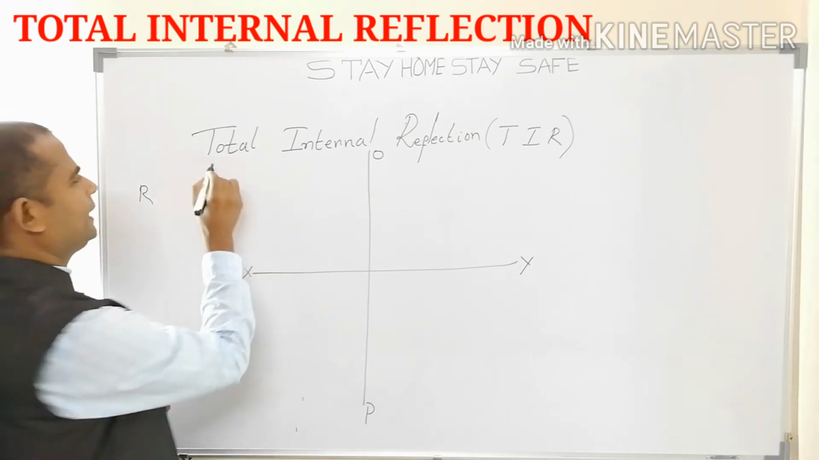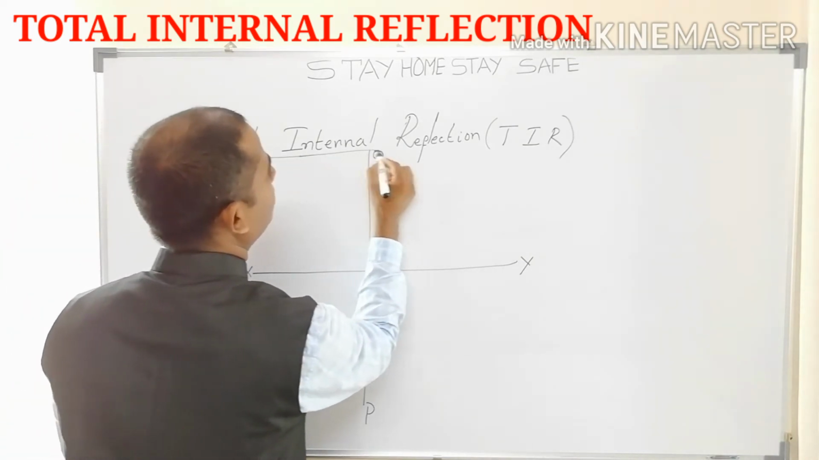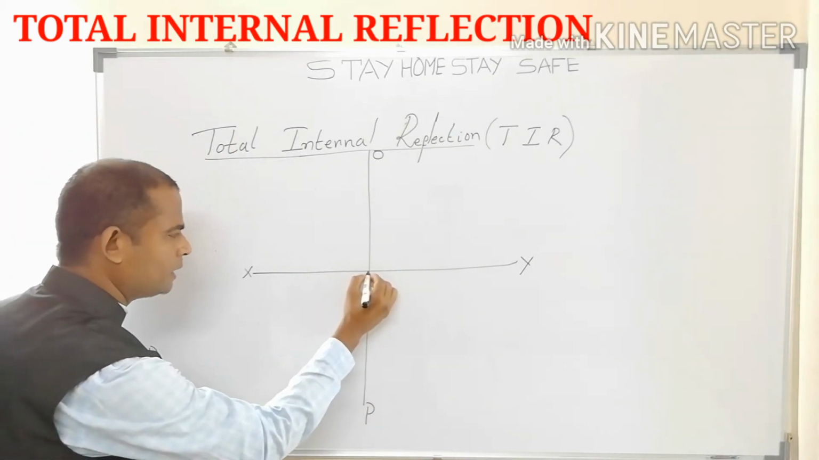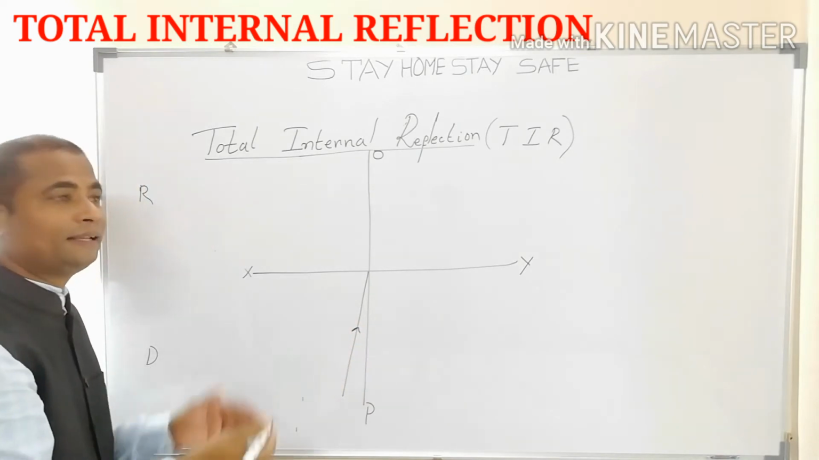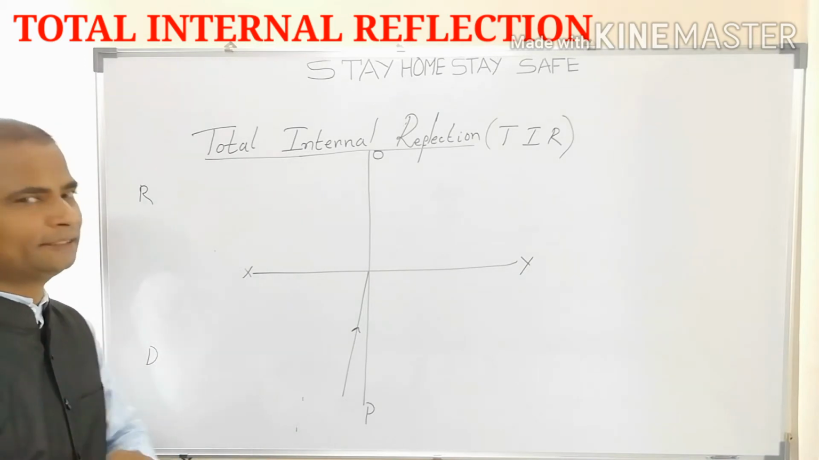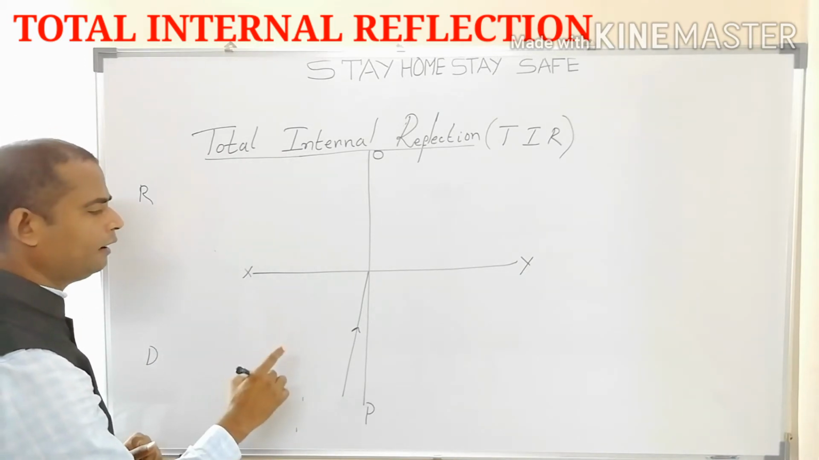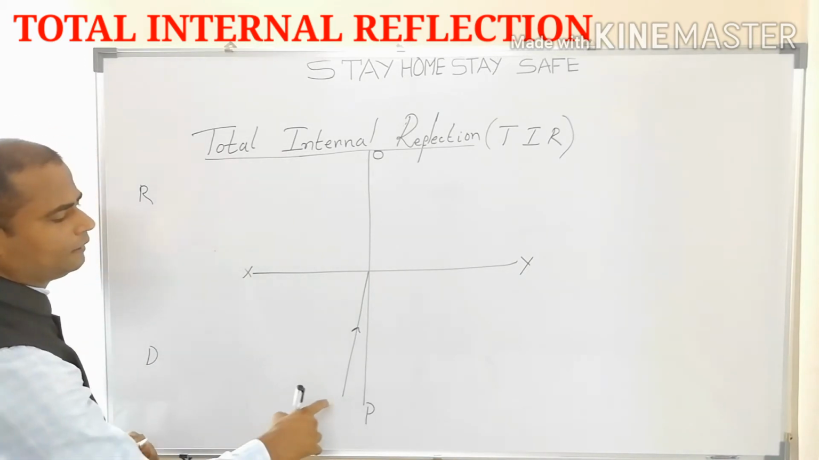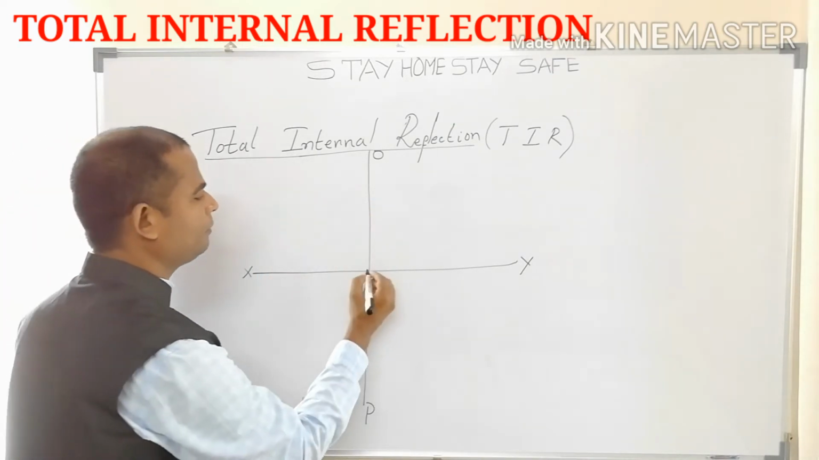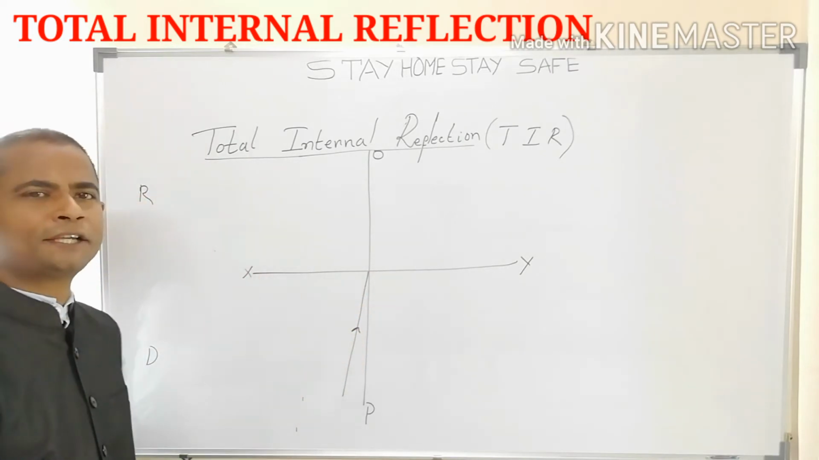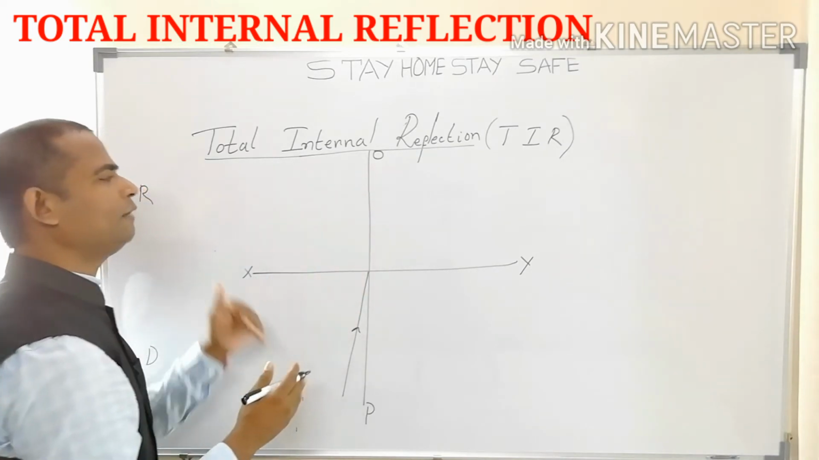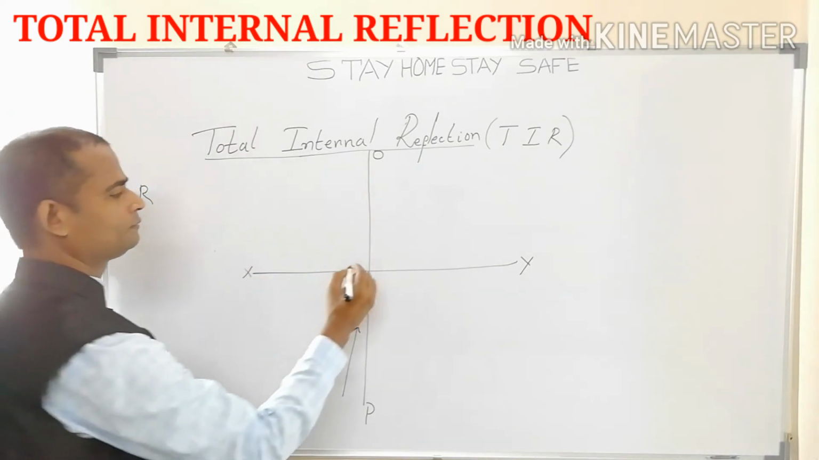In order to experience total internal reflection, it's mandatory that the ray of light must be incident from denser to rarer. This condition is very much important. I am repeating, it's mandatory that the ray of light must be incident from denser medium to rarer medium. According to the law of refraction, if a ray is incident from denser to rarer, the ray would bend away from the normal.